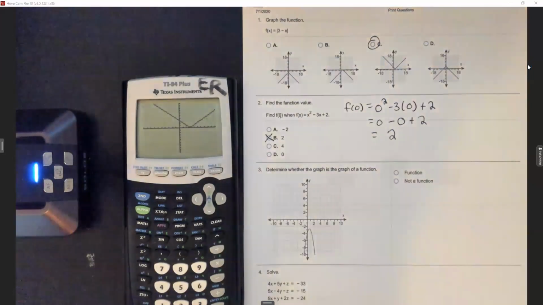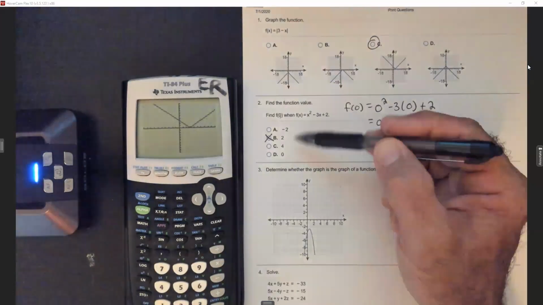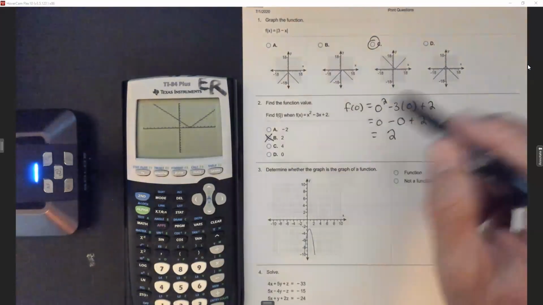Okay, so this is going to be multiple choice, so you got to get one of these answers. If not, go back and see if you made a mistake on your work, okay?